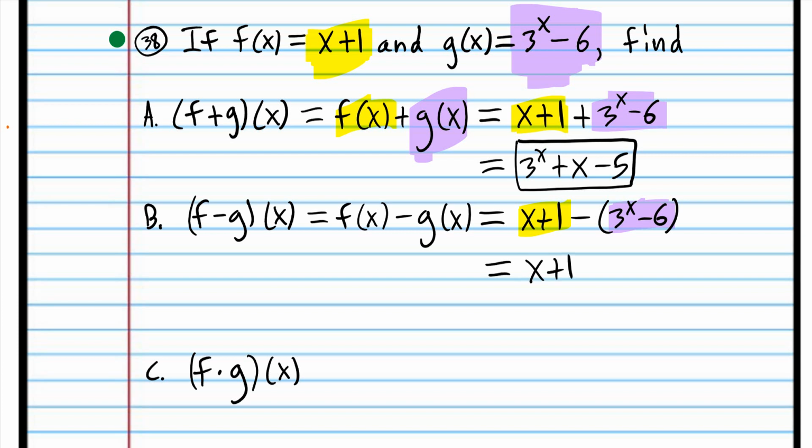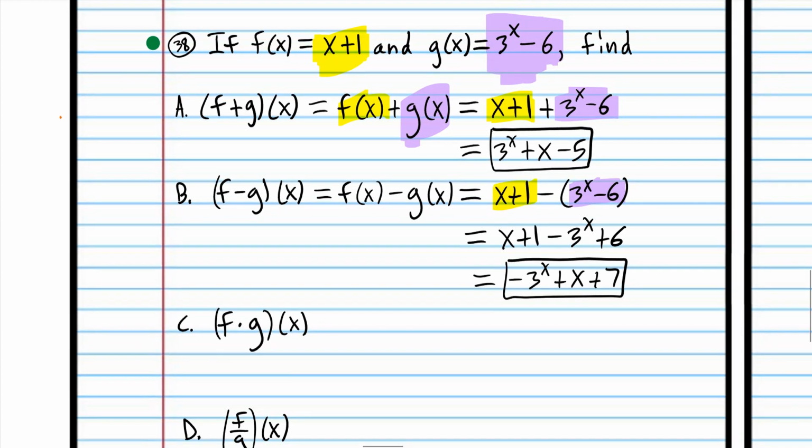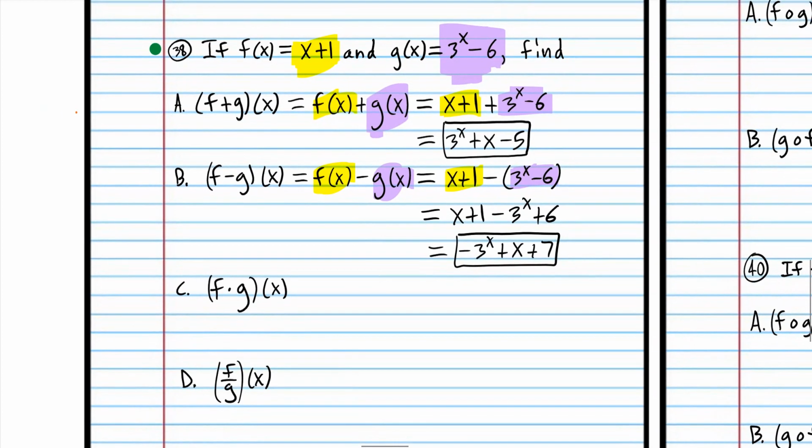So we have to distribute the negatives, so that's a positive 3 to the x, so it becomes negative 3 to the x. That's a negative 6, so it becomes positive 6. You're subtracting, so the signs change. So now we're left with negative 3 to the x plus 7. So if you got that right, excellent. Okay, go ahead and try part C. When you come back, we'll do it together.